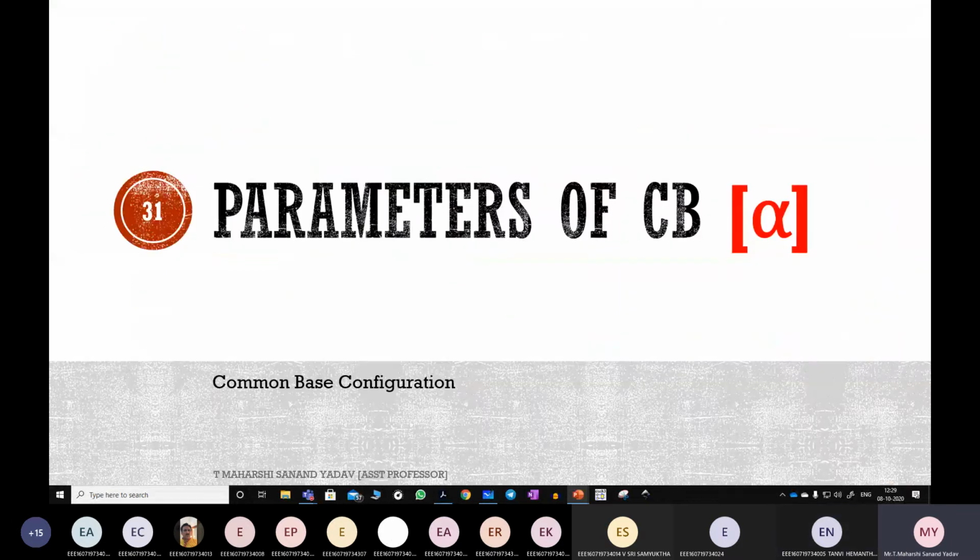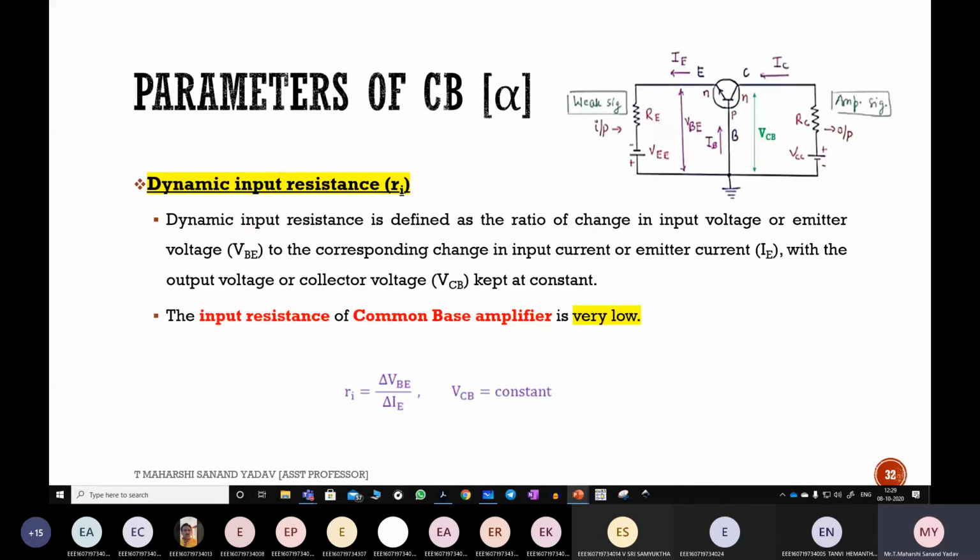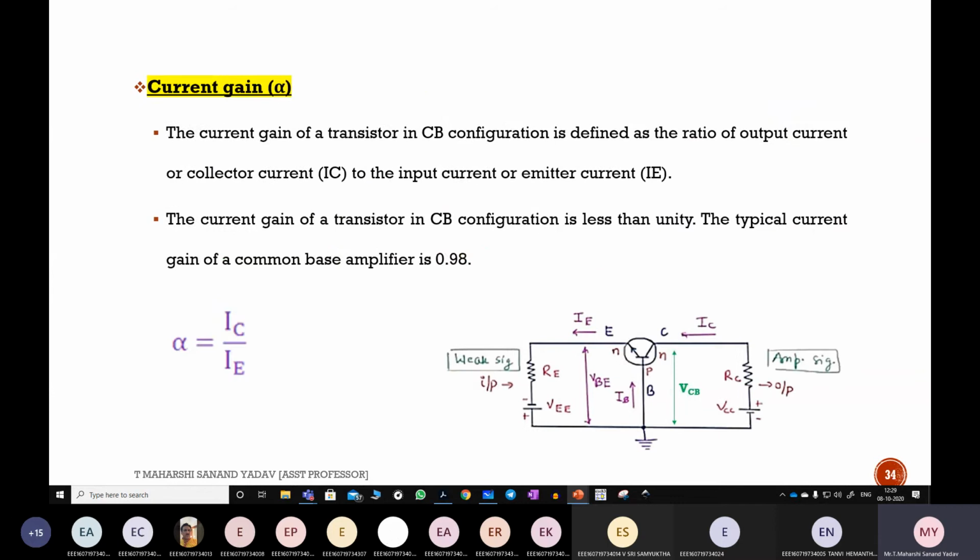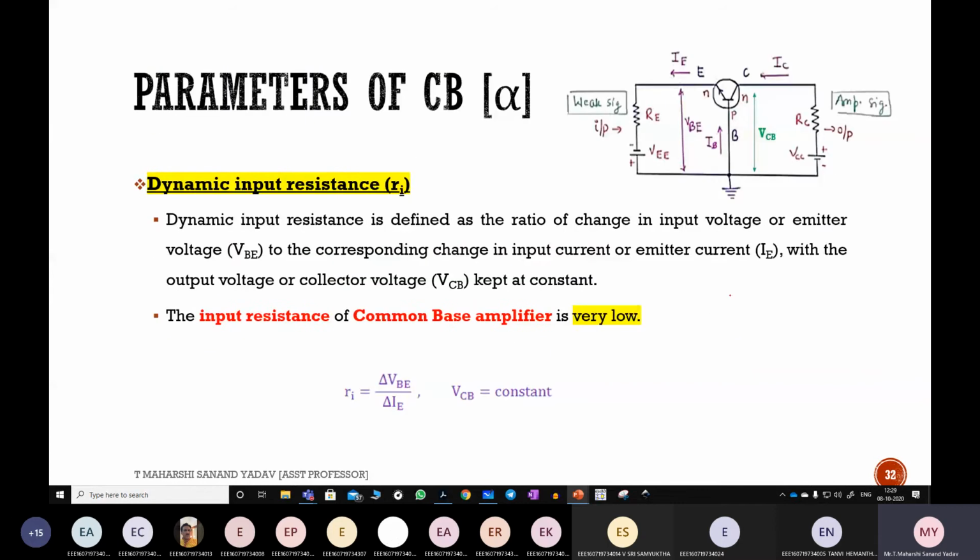So these are some of the parameters of common base configuration. Alpha is nothing but the amplification factor. Obviously there will be three characteristics: input resistance, output resistance, followed by gain. Let us see what input resistance is.